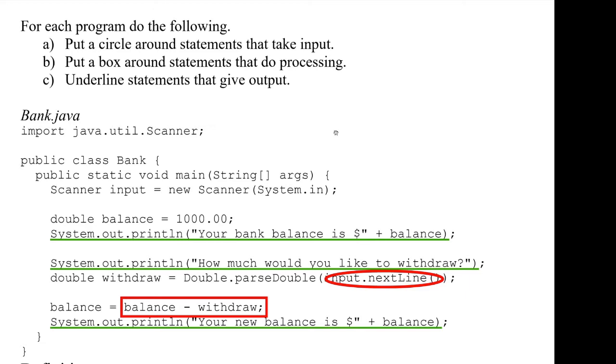The statements that take input are the part where we ask for the amount that we want to withdraw. So when we write input.nextLine, we're getting input, so we're going to put a circle around that statement. The boxes, the part that does processing, is when we do a subtraction from the balance, and that's shown by the box. Output is done whenever we print anything to the screen. So anytime you see a System.out.println, we're doing output.